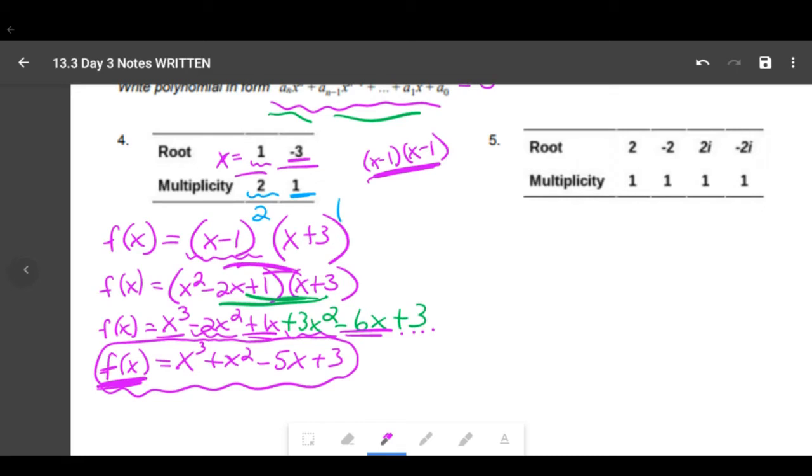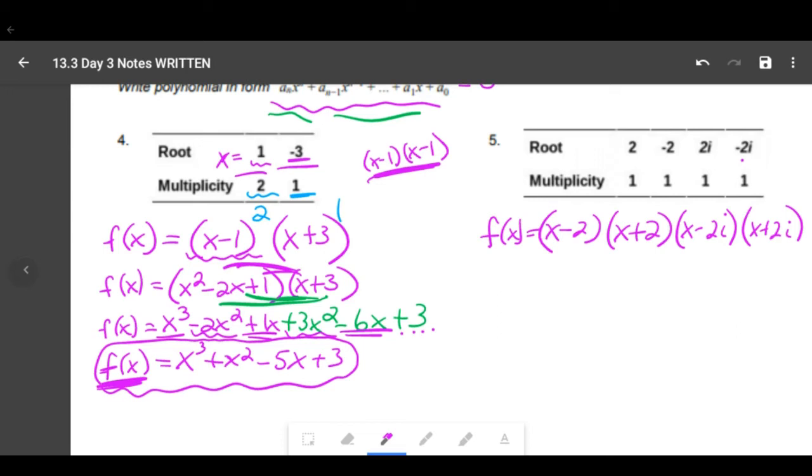All right, number 5, looking at that root. The root is 2, so I know that comes from x minus 2, and it happens one time, so you can put the first power if you want, not required. I have negative 2, so I'm going to write that as x plus 2. If you want to write minus and negative, that's fine, but eventually you've got to put x plus 2. Now, the 2i, I'm going to write just like my other ones. That comes from the quantity of x minus 2i. The negative 2i, well, that comes from x plus 2i.